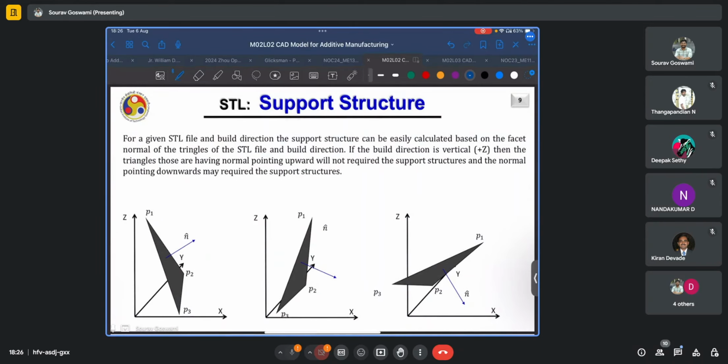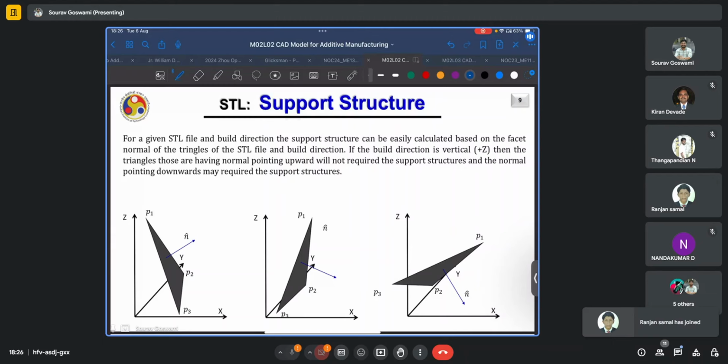How do we determine when a support structure is needed? Is it always the case that any overhanging feature will require support? Or what is the general criteria which can be derived? So for a given STL file and for a fixed build direction, the support structure can be easily calculated based on the facet normals of the triangles, because the facet normal in a way is the quantitative indicator of the orientation of the triangle in space.